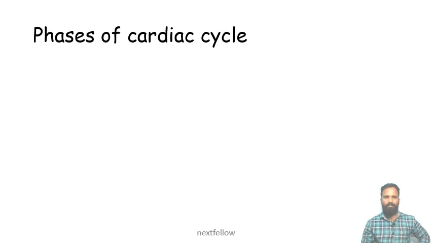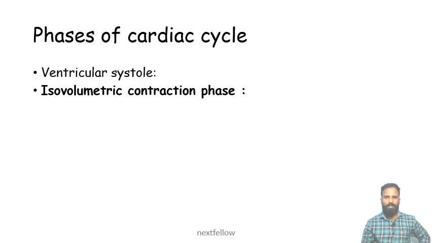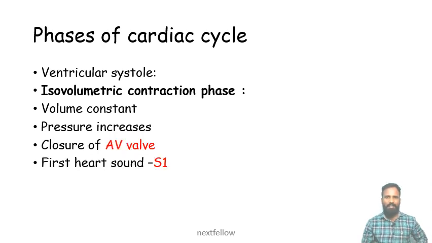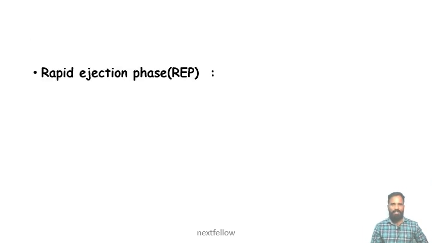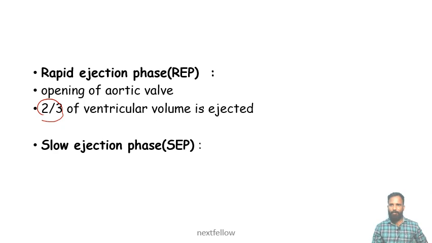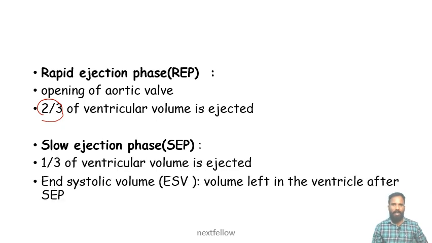Isovolumetric contraction, where the volume is constant and the pressure is increased. As the pressure in the ventricle increases, the AV valve closes, and that leads to the development of the first heart sound. Coming to the next phase, the rapid ejection phase. In the rapid ejection phase, almost 2/3 of the blood is emptied out, and in the slow ejection phase, the remaining 1/3.